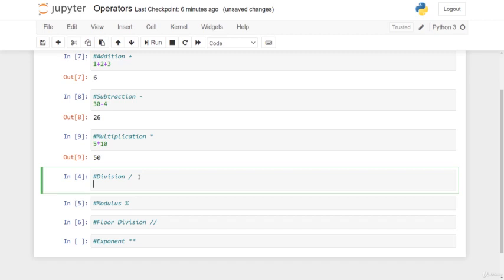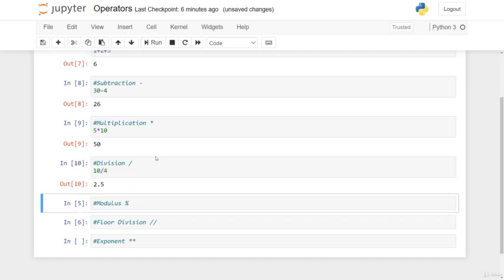In Python programming language, you can use the slash symbol for the division operation to divide the left operand by the right one. And always in Python programming language, the output for any division operation is a floating point number, as in the following example. This is a simple mathematical operation for division. 10 divided by 4 and the result is a floating point number as you can see, or a float, and it is equal to 2.5.